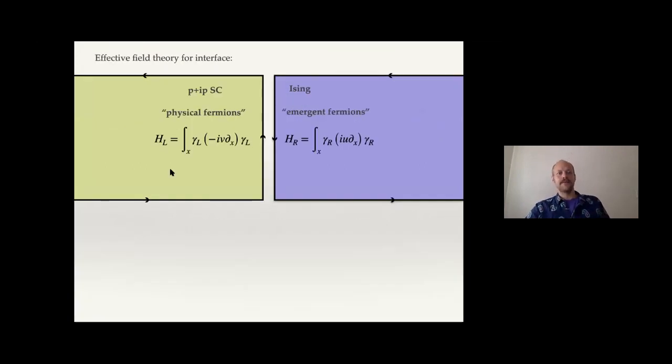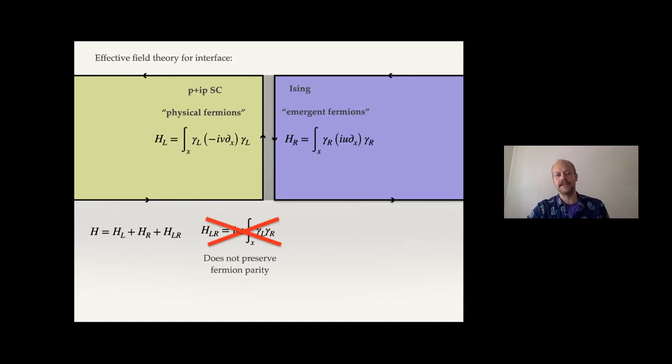Okay, so here I've reproduced the two systems. This is the edge theory of the p+ip superconductor. This is the edge theory of the Ising topological order. They may have different velocities, but that's not so important. Now we can ask what kinds of interactions can we add that will gap out this interface? And so the first interaction you might think of is a simple mass term, which tunnels Majorana fermions from the p+ip superconductor to the Ising topological order. But this term turns out to be illegal. It doesn't preserve fermion parity.